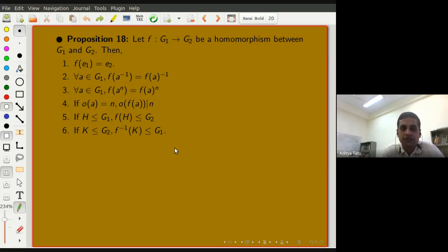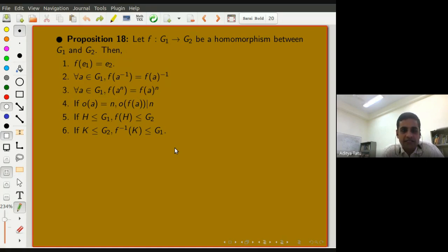Let f be a function from G1 to G2, which is also given to be a homomorphism between G1 and G2. In that case, f necessarily has to map the identity in G1 to the identity in G2. Moreover, a homomorphism also maps inverses to inverses. So f maps a inverse to the inverse of f of a. Also, f maps a to the power n to f(a) to the power n. And if the order of an element a is n, then the order of f(a) has to divide n.